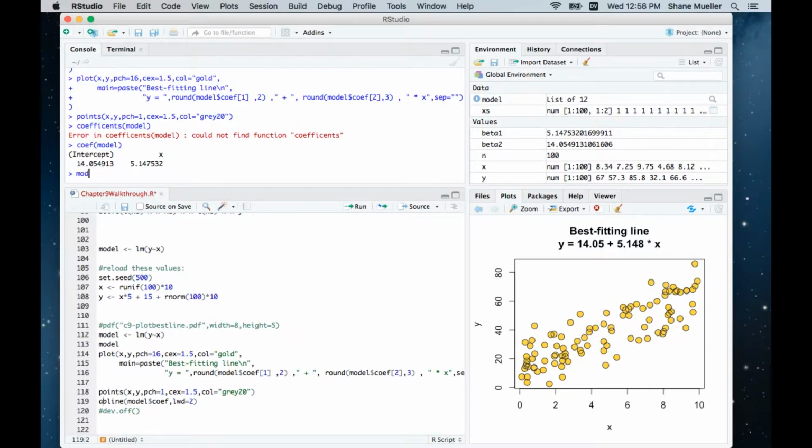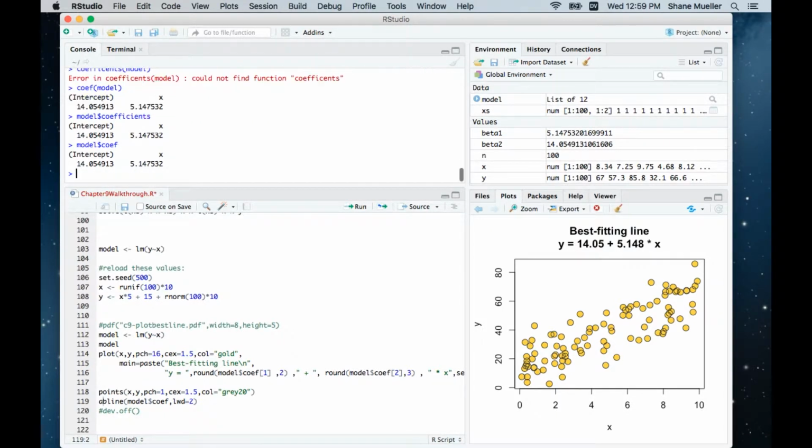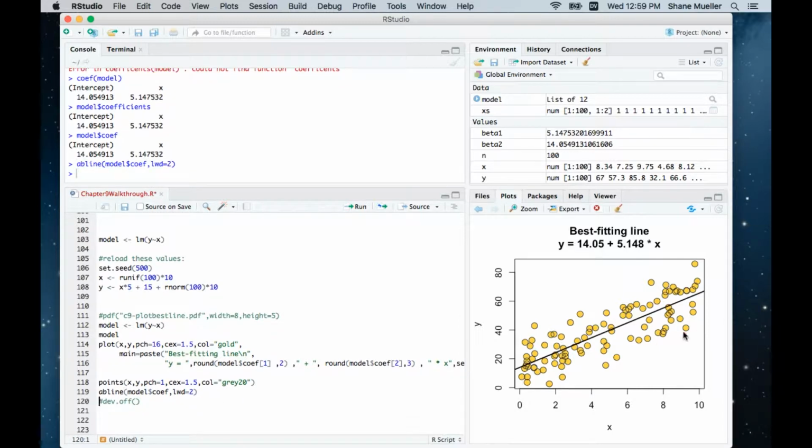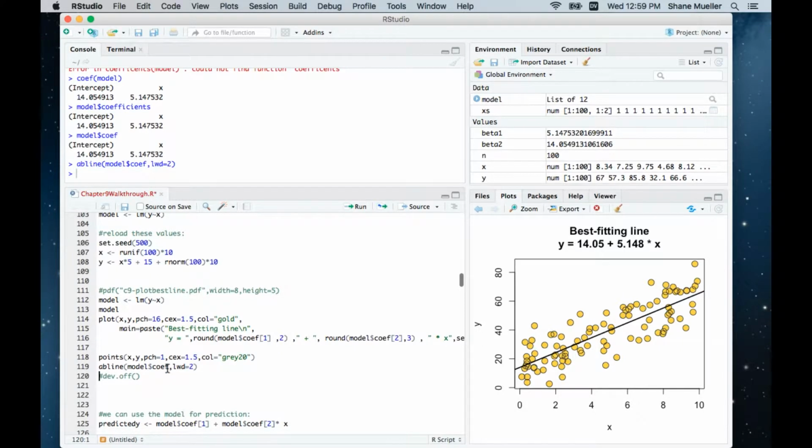Or I could extract it like this, and you can actually shortcut these. I could just do that to get those numbers as well. And so by typing abline of that, I get the best fit line automatically. Abline takes 2 values, but it also will take a vector of intercept and slope.